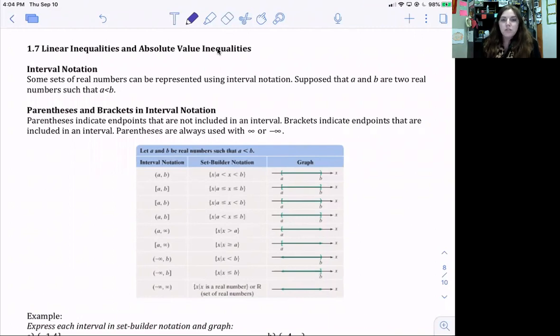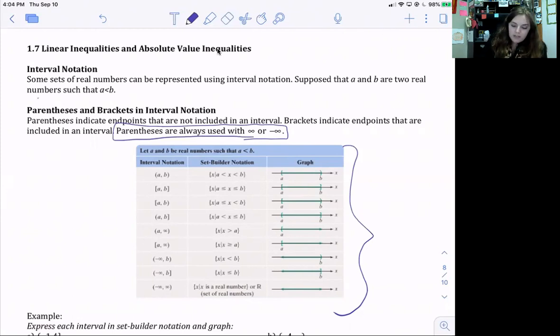I went ahead and took a screenshot of your book, and that's where this table came from. It's also on our Google slide review activity. Remember, parentheses are used anytime you have a less than or an infinity or negative infinity. And our brackets are always going to occur when we have that equal to. So parentheses are for less than or greater than, and brackets are for less than or equal to or greater than or equal to.